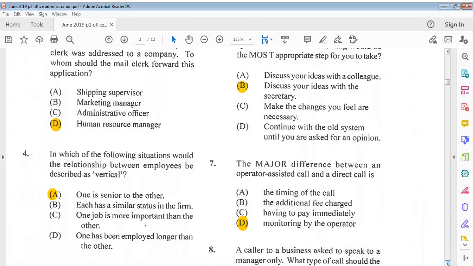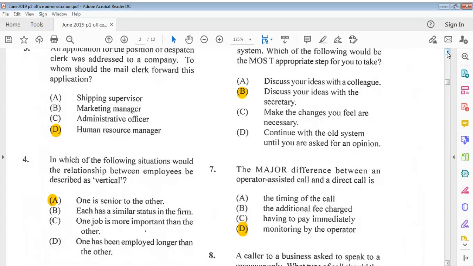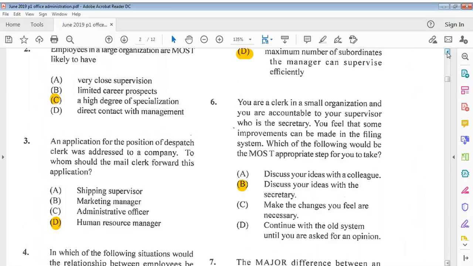In which of the following situations would the relationship between employees be described as vertical? A. One is senior to the other. B. Each has a similar status in the firm. C. One job is more important than the other. Or D. One has been employed longer than the other. It's quite obvious. The answer is A. One is senior to the other, the line of authority. So let's move on to question number 5.